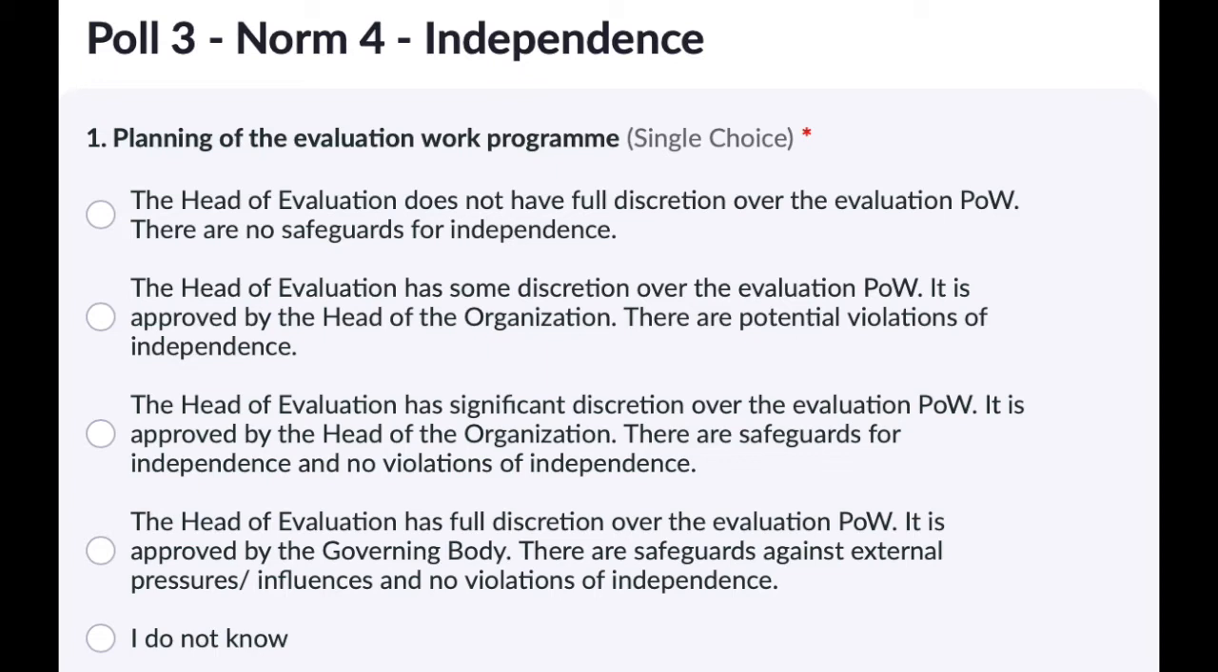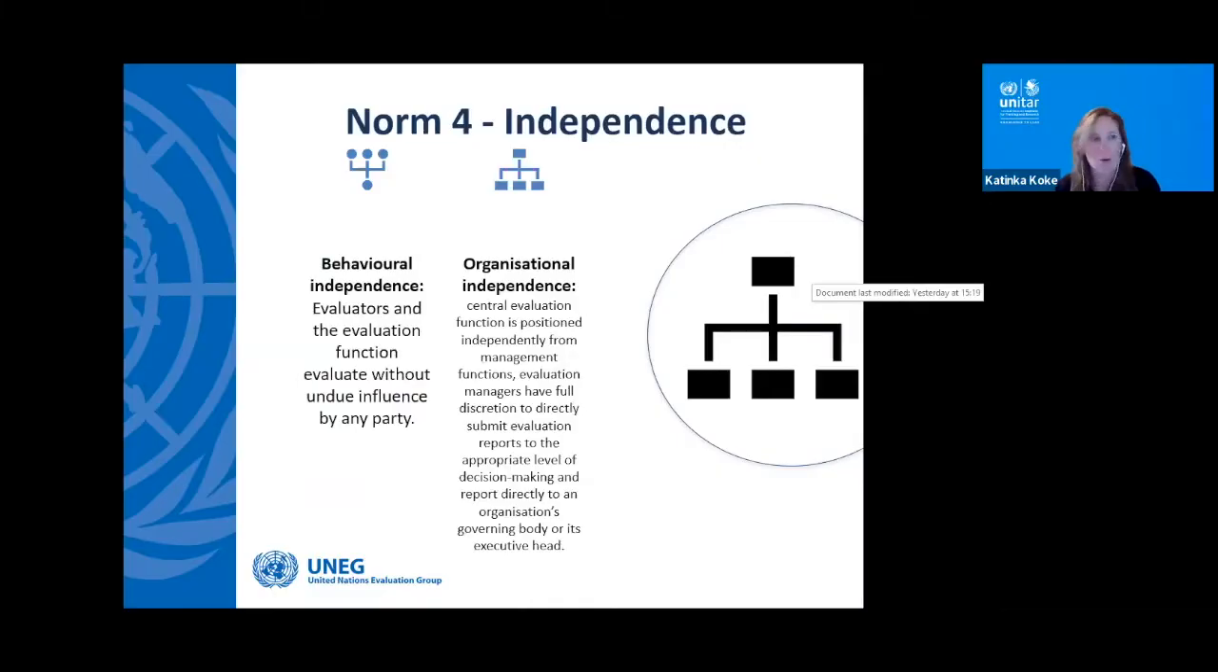Some of you, actually 30%, have even selected the higher level with full discretion and approval by the governing board. So yeah, these seem to be very high levels. Thank you. Now we move to the last norm we've selected for this exercise and the last poll.